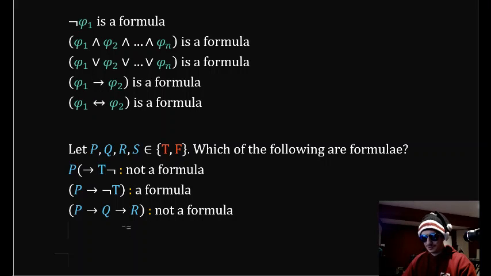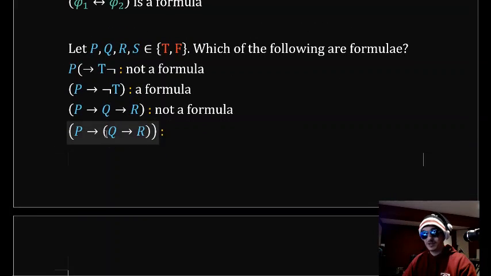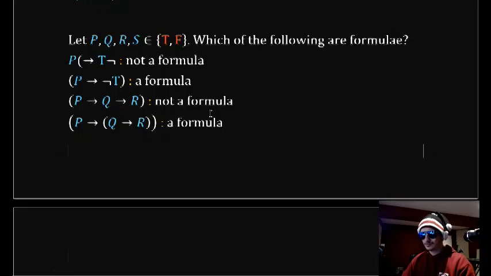And lastly, P implies Q implies R. This is like a fix of what we have above. Okay, so Q and R are formulae. So Q implies R is a formula. So since P is a formula, P implies Q implies R is a formula. And for the last example, I am going to hand it to you as an exercise.